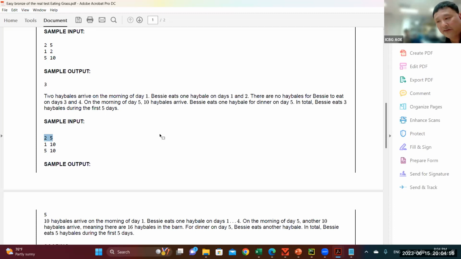Okay, the second number, that's a 5. That means the maximum days. Okay, so how many days? That is the total days, the maximum number of days to eat the apple. Does it make sense to you? Okay, the second number is the total days. Then the input, let me explain this again.